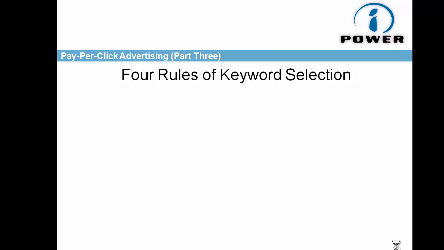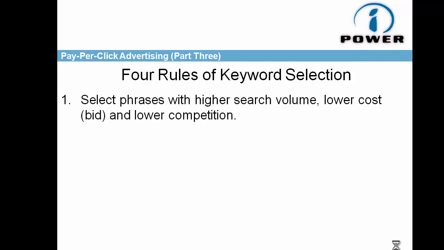So now I'm going to introduce 4 rules of keyword selection. Rule number 1, select phrases with higher search volume, lower cost, and lower competition. Once again, we want more people to be searching for our products and services, yet we want to pay less and we want to have a lower competition.